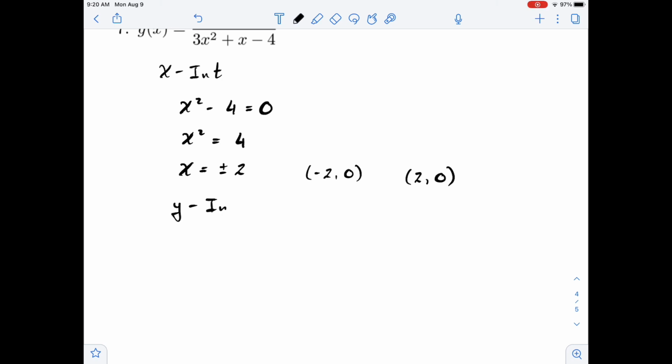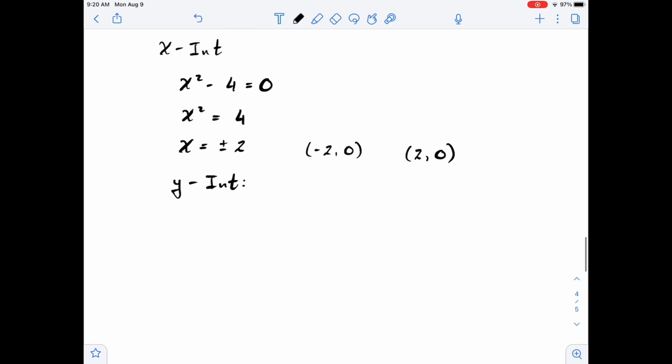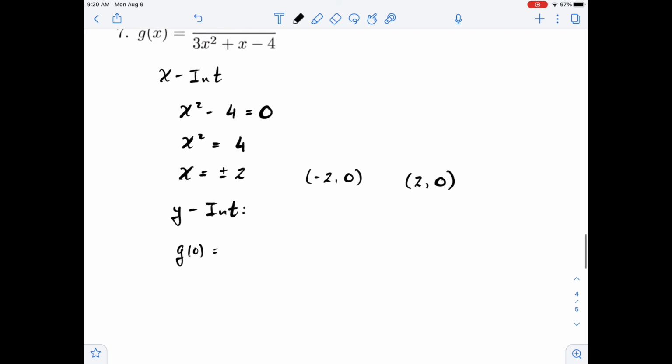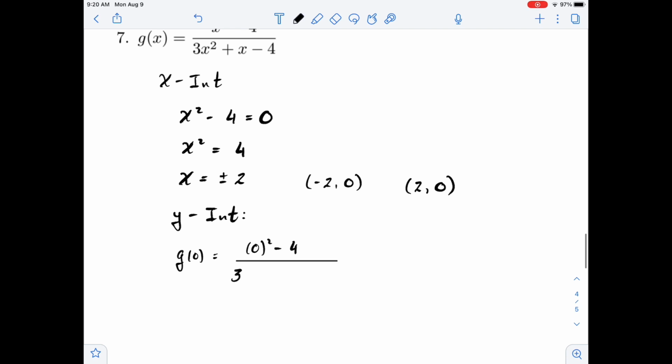Y, what am I going to do? I'm going to find g of 0. Just remind myself what the letter they're using is. G of 0. So I have x squared minus 4 becomes 0 squared minus 4. That's my numerator. And I have 3 times 0 squared plus 0 minus 4. 0 everywhere I have an x. Up on top, 0 squared is 0. Take away 4. Well, that leaves me at -4.